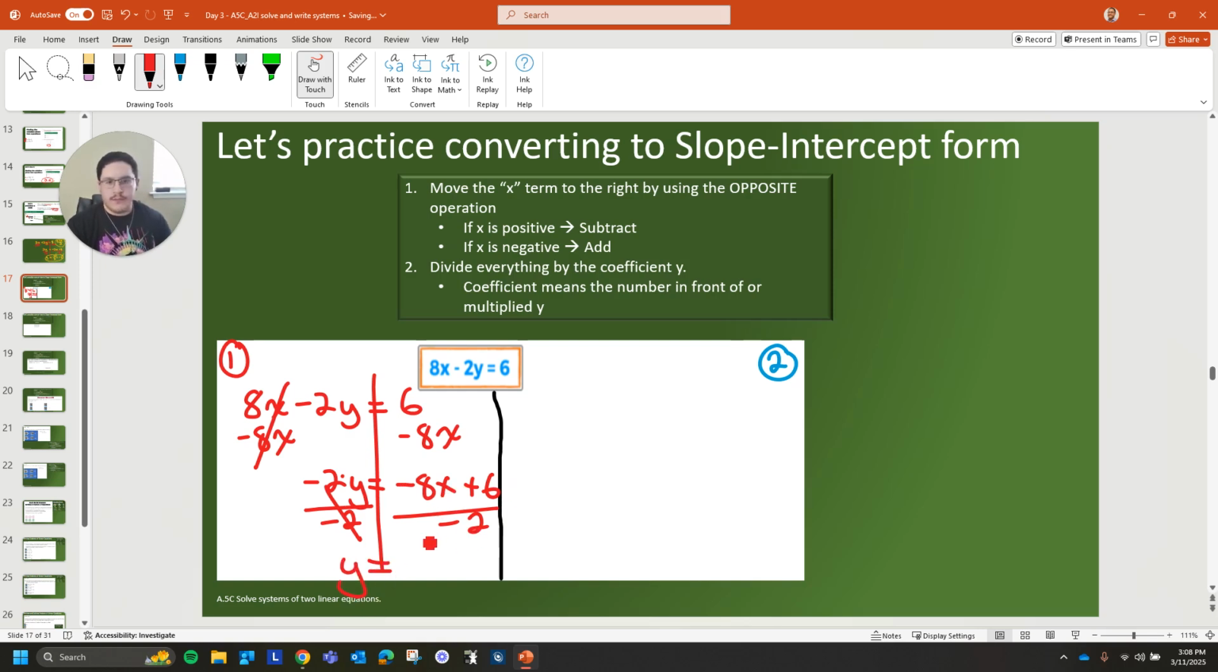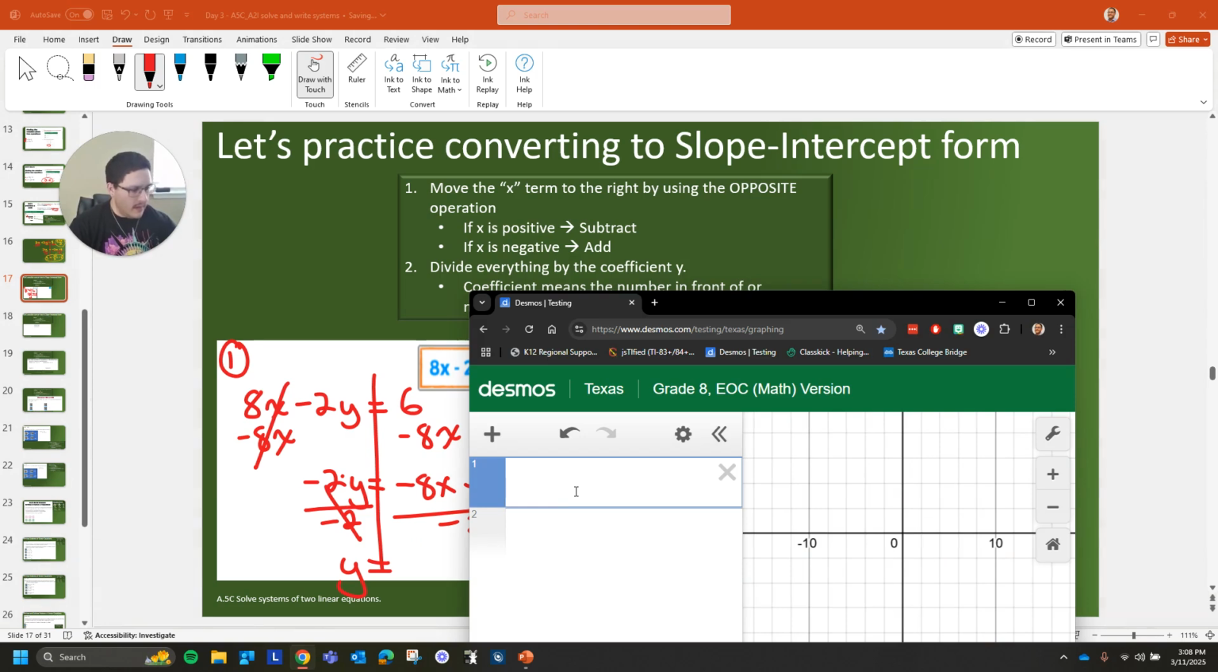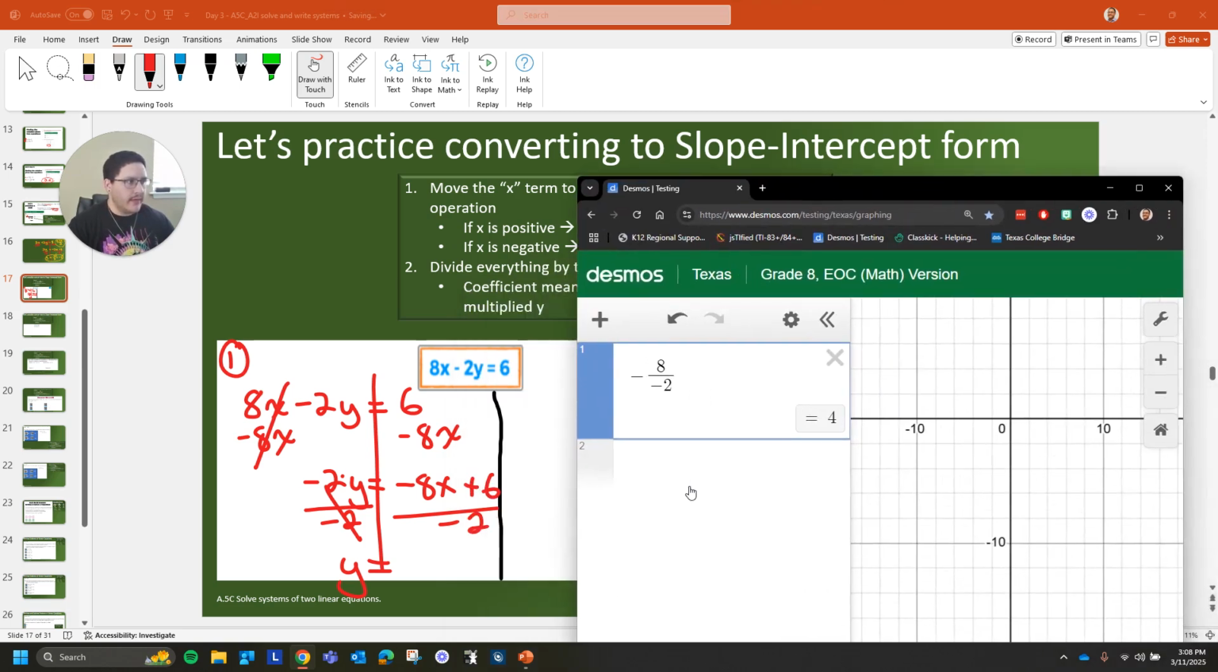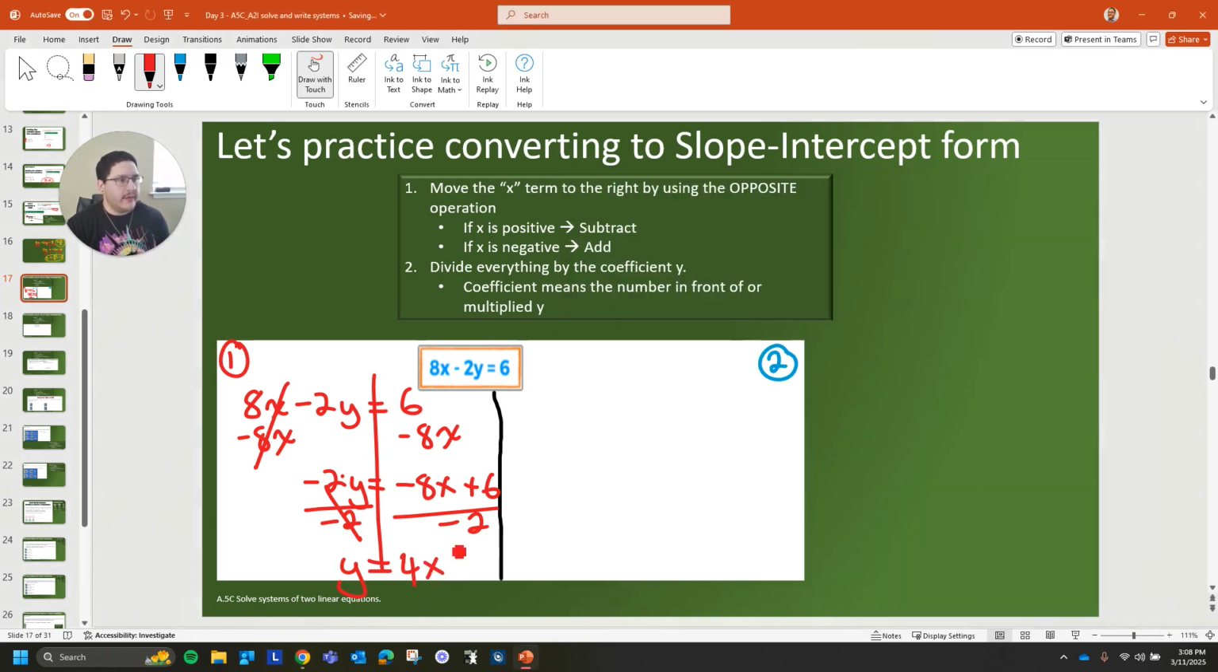Y would then equal, just to make sure y'all see this, -8 divided by -2 will be +4. And then +6 divided by -2 will be -3. So this will be 4x minus 3. And again, this slope-intercept form allows me to see the slope as 4 and then the y-intercept as -3. So this is the perks of having it in this form, the slope-intercept form.